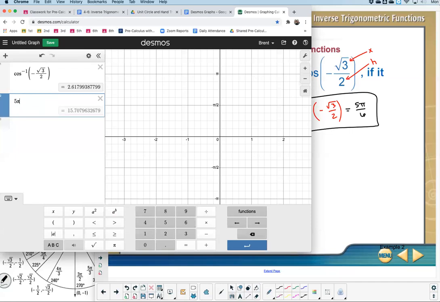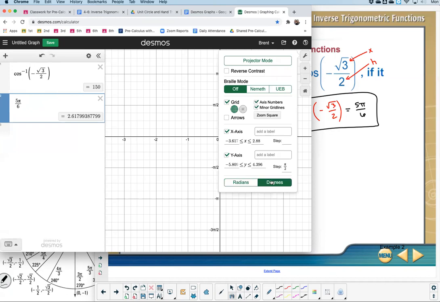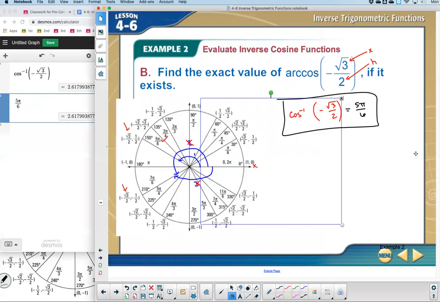So when I come over here and check it, 5 pi divided by 6. Notice some of my decimals match. By the way, if you're trying these in your calculator and you're not getting any of the correct answers that I am, it's probably because you're in the wrong mode. If you're in degrees, you could be getting something totally different. So the correct answer would be 5 pi over 6.